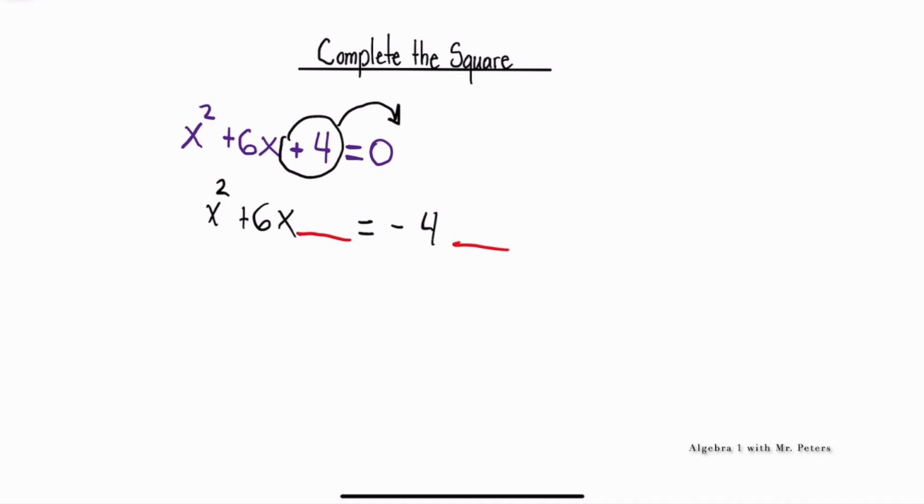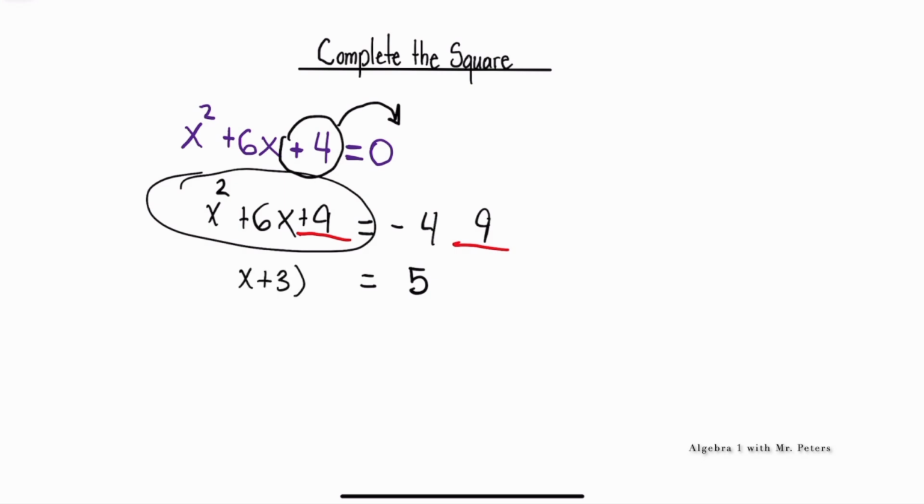So to get the c term, we do half of 6, which is 3. 3 squared gives us 9. We add on both sides. Now, after we do this step, family, this left side here, we want to take this trinomial, break it back down to its binomial, which is x plus 3 squared. If you ever forget, just take b and divide it by 2.